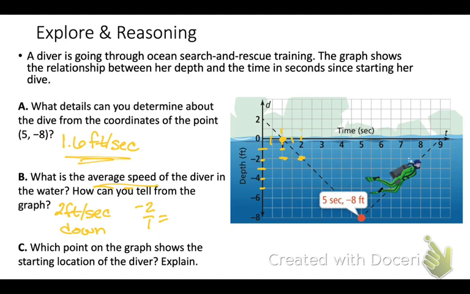Isn't slope y2 minus y1 over x2 minus x1? Well, is that what they did? No. That would have been fine if they started at 0. Did she start at 0? No, she didn't start at 0. She started at 2.